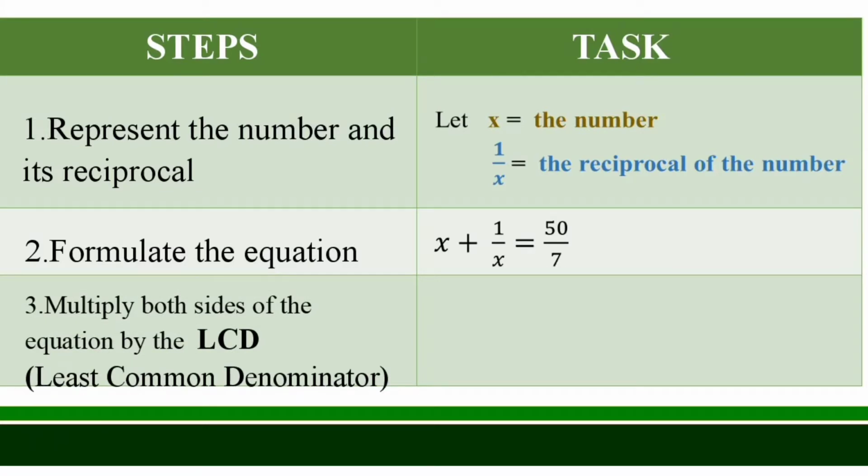Step number 3. Multiply both sides of the equation by the LCD. LCD stands for the least common denominator. So, in the given problem, the LCD is 7x.